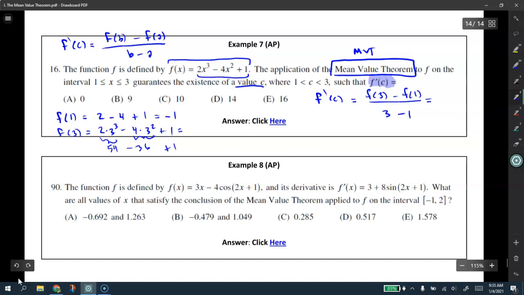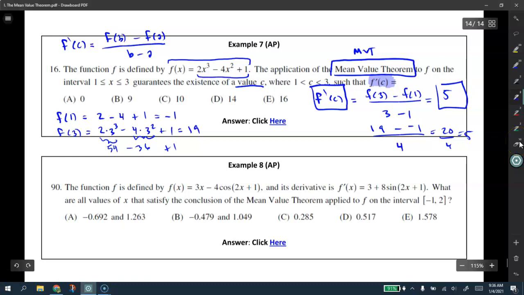So 54 minus 36 is 18, and 18 plus 1 is 19. So we end up with 19 minus negative 1 over 3 minus 1, which is 4, which gives us 20 over 4, which gives us 5. So we know that f derivative of c is equal to 5. And that's all there really is to it.